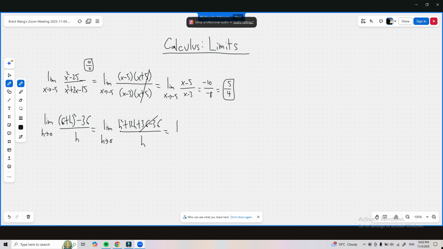This is equal to limit as h tends to 0. It's h squared plus 12h in the numerator. You can also factor out an h: h plus 12 over h, which is equal to limit as h goes to 0 of h plus 12, which is just equal to 12.